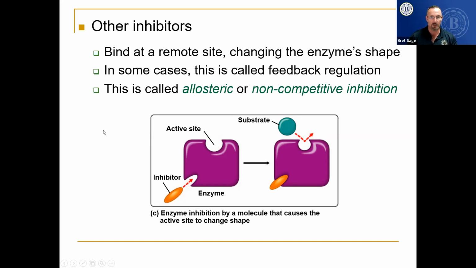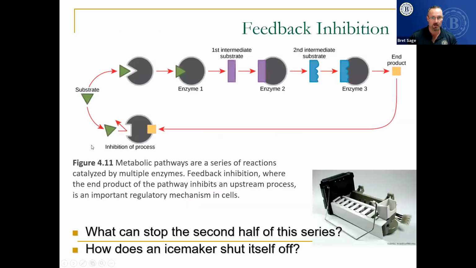Now, how does feedback regulation work? Well, let me show you. In this case, this is directly from your book, by the way. So if we're looking at enzyme 1, turning the green molecule into purple, then purple fits into enzyme 2, turning it into blue, and blue fits into enzyme 3.